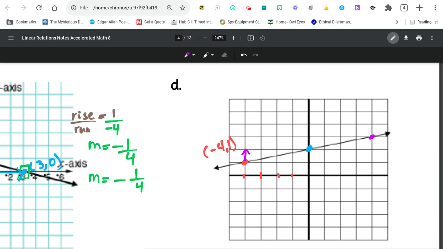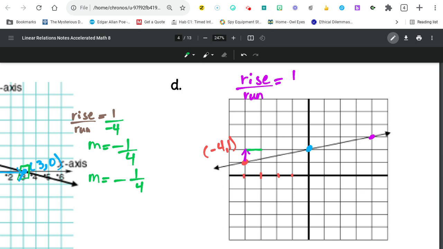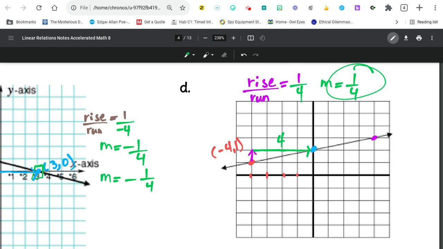So that's up 1. So this has a rise of positive 1. And as far as the run is concerned, I'm running to the right 1 unit, 2 units, 3 units, 4 units to get to the blue dot. So running to the right is positive. So the slope is simply 1/4. It's already simplified. Now, if you would have done the purple and the red dot, you would have ended up with 2/8. But 2/8 still simplifies to 1/4.